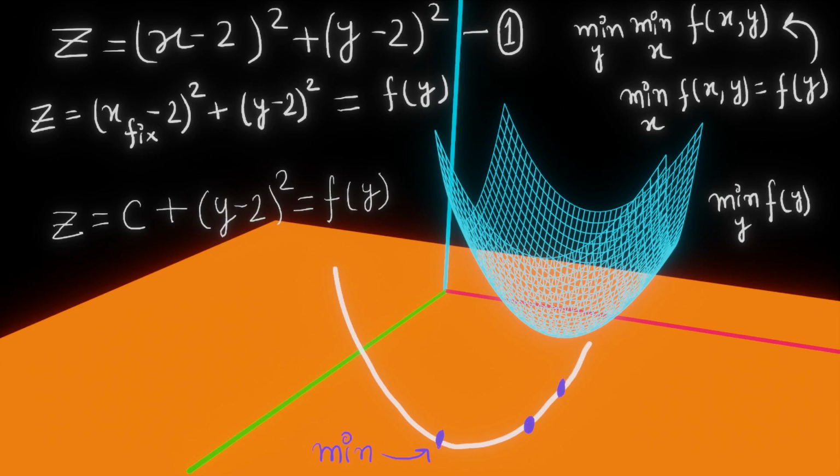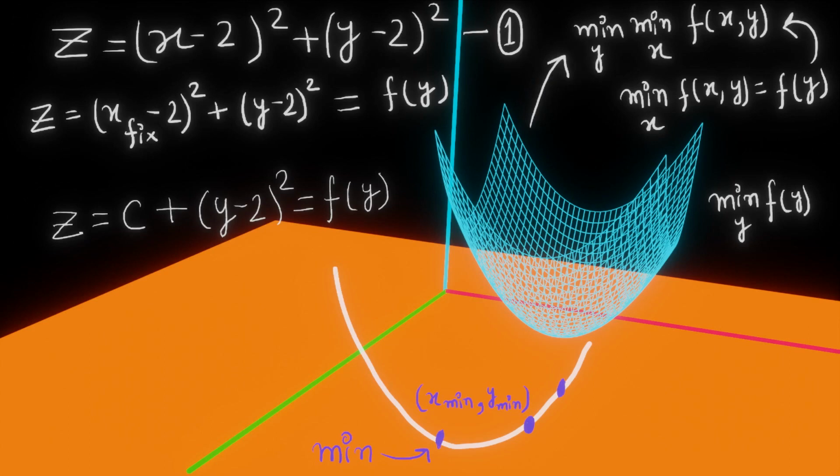This point is not only the minimum over y but the minimum over both x and y, because all the points on this white curve were already the minimum over x. So we have achieved our final goal, which is represented by this function.